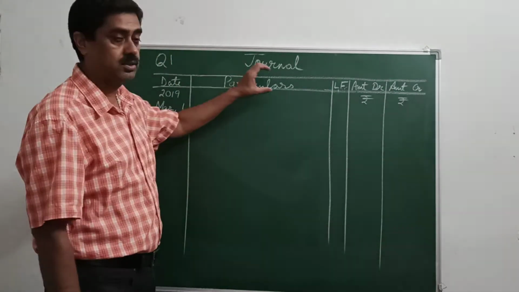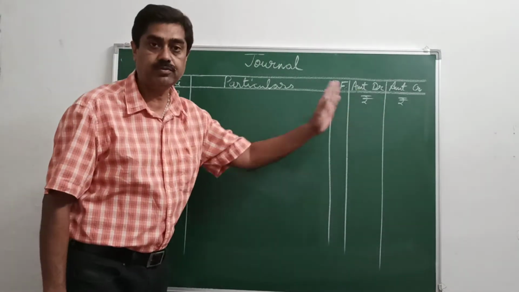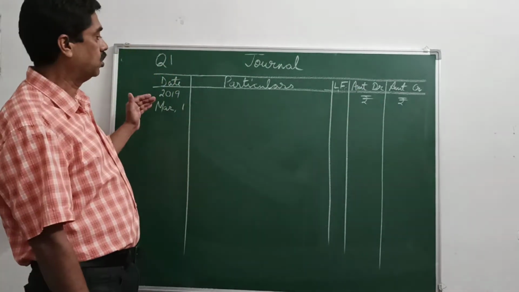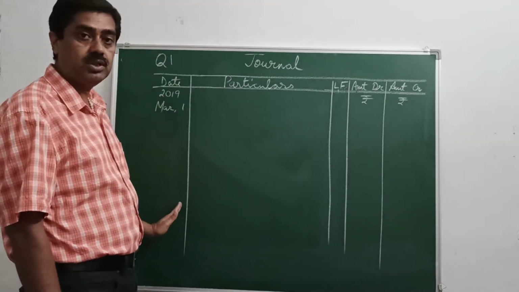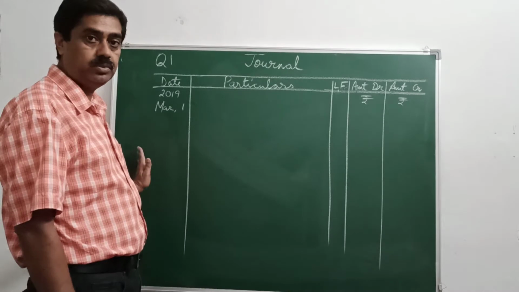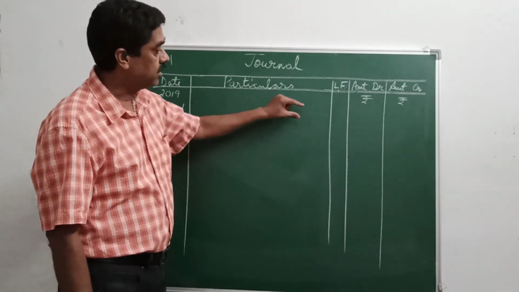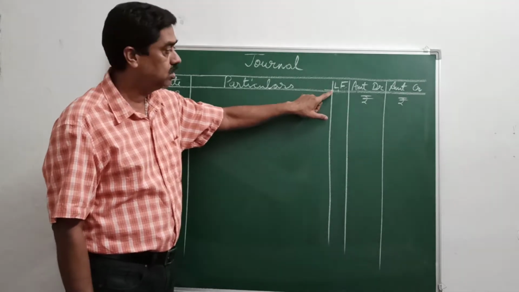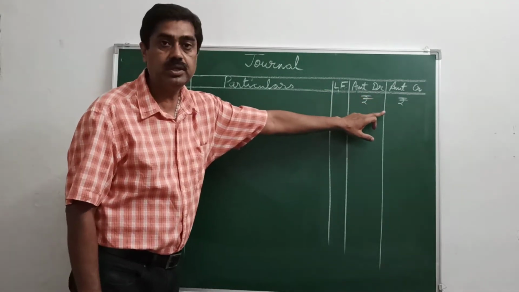Then the format, you will be making 5 columns. You can see on the board we have the date column. You can use the margin of your register as the date column on the extreme left hand corner. Particulars broad enough, narrow column for ledger folio, amount which is to be debited, amount which is to be credited.